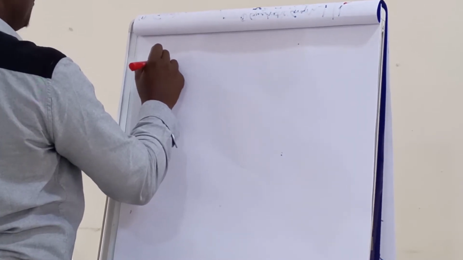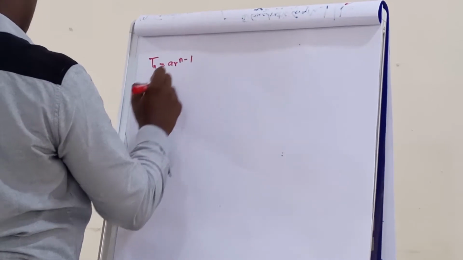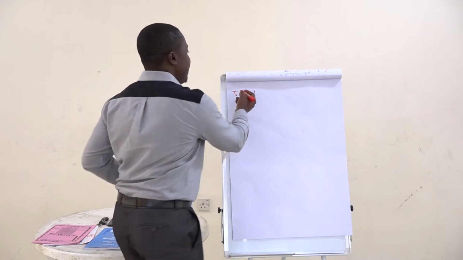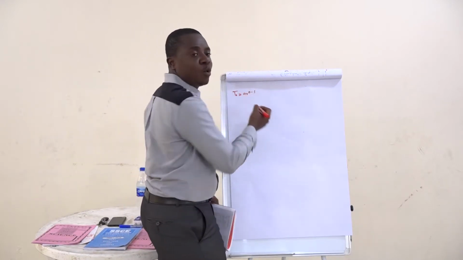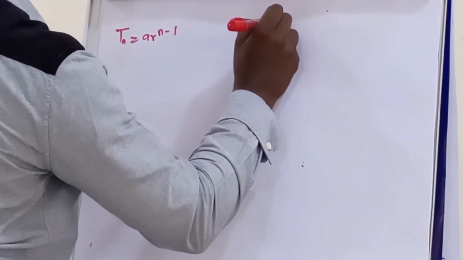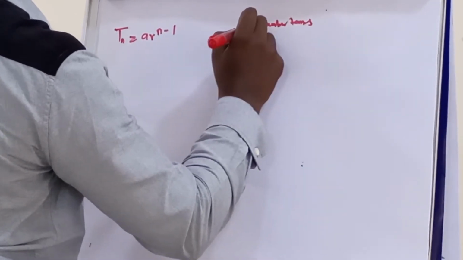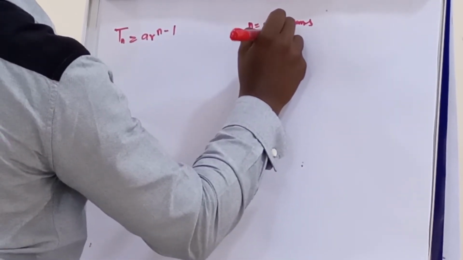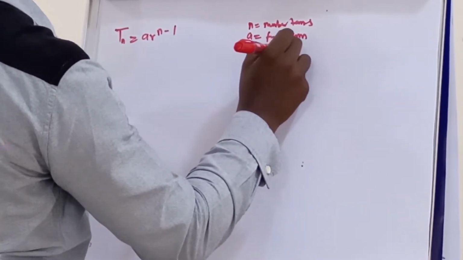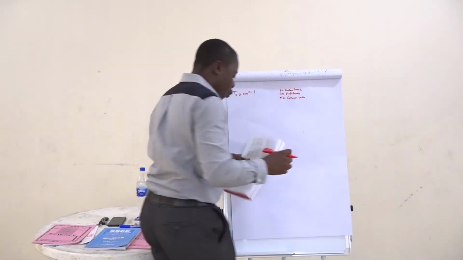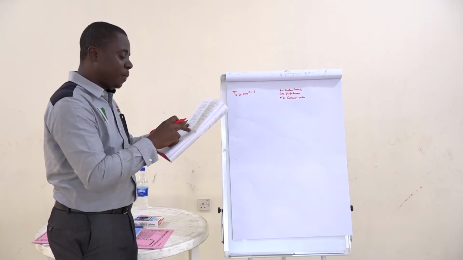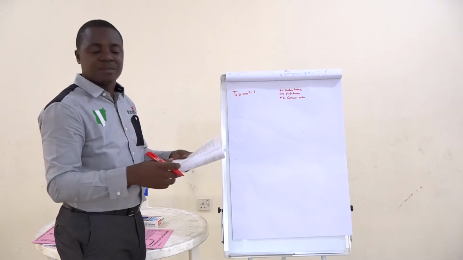Remember, I wrote this formula before. I said ar^(n-1), and n stands for the number of what? Terms. A stands for what? First term. R stands for what? The ratio. So n stands for what? Number of terms. A stands for what? First term. And R stands for what? Common ratio. Now, the question is asking us to find the common ratio, find the first term, and find the sum of the first 4 terms.